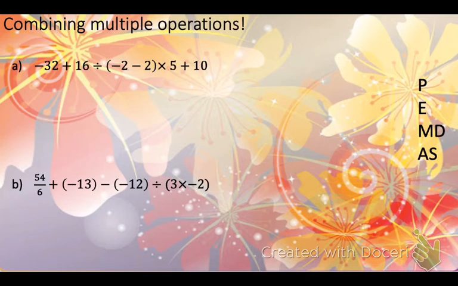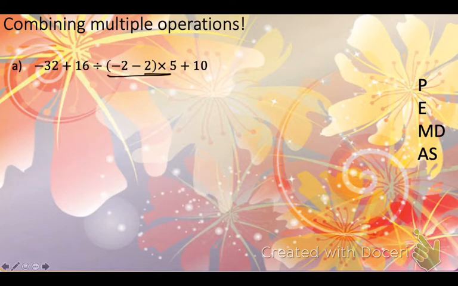Okay, so combining multiple operations is where it gets a little bit more tricky. We're going to follow order of operations. So first, we're going to look at the first one, A. We start with parentheses. These are my parentheses, so I'm going to do that first. I'm going to write everything else down: negative 32 plus 16 divided by, then negative 2 minus 2. I'm going to put it off to the side.